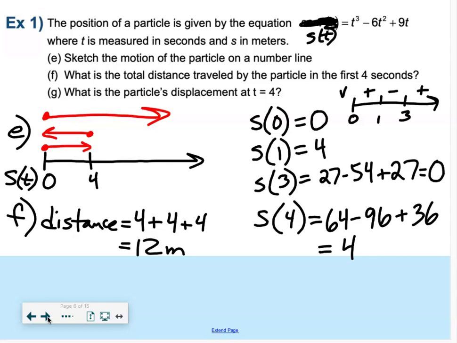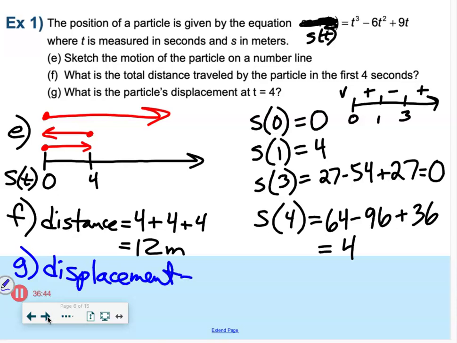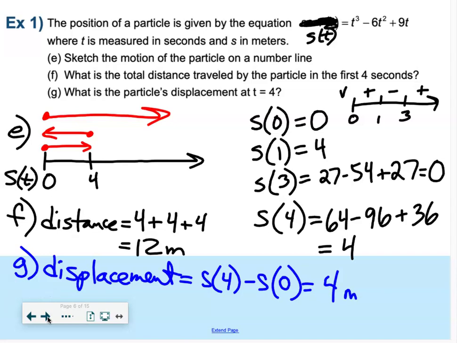Displacement. Again, much easier to do with integrals, but that's okay. Displacement is just your ending position minus your starting position. So what's our displacement? 4. You can write 4 meters if you want. You don't have to say 4 meters to the right of where we started. That's okay. You just put 4.